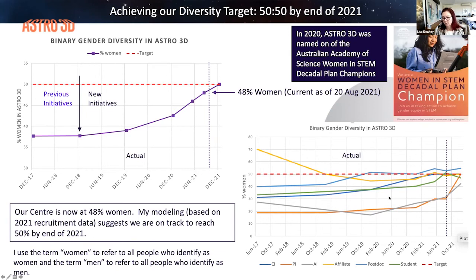We can look at this in terms of all levels in the centre. And so we've reached 50% now in our chief investigators, our affiliates, our postdocs and our students. And we now are really working on our partner investigators. These are primarily institutions overseas, as well as our associate investigators, which are also a combination of Australian and overseas organisations, but they too have been increasing over time.